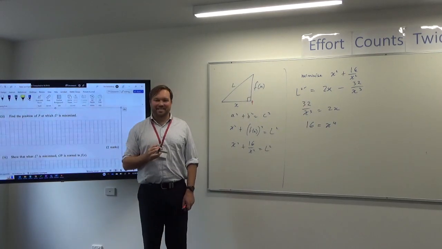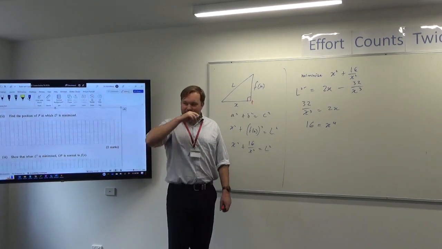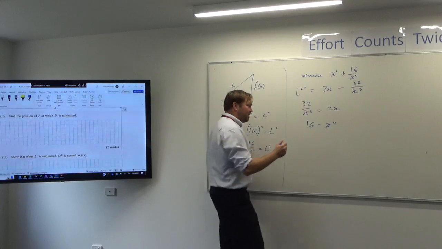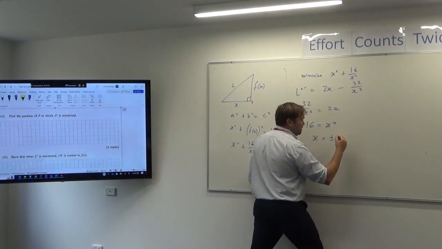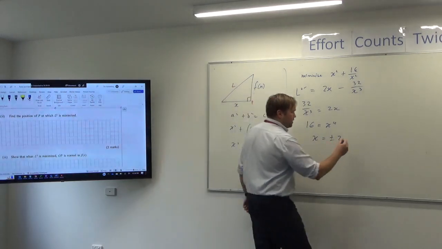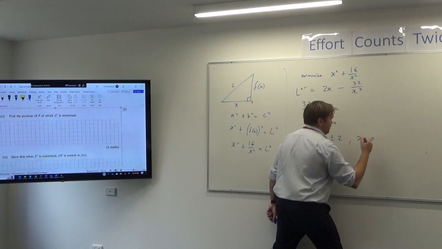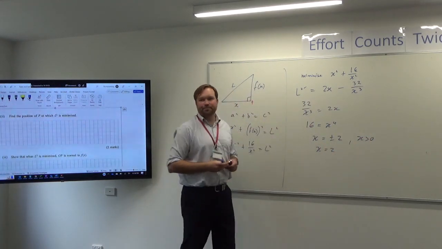Happy there? Then take the 4th root of 16, which just works out nicely. x equals plus or minus the 4th root of 16, which is 2. But because x is greater than 0, x is just equal to 2.